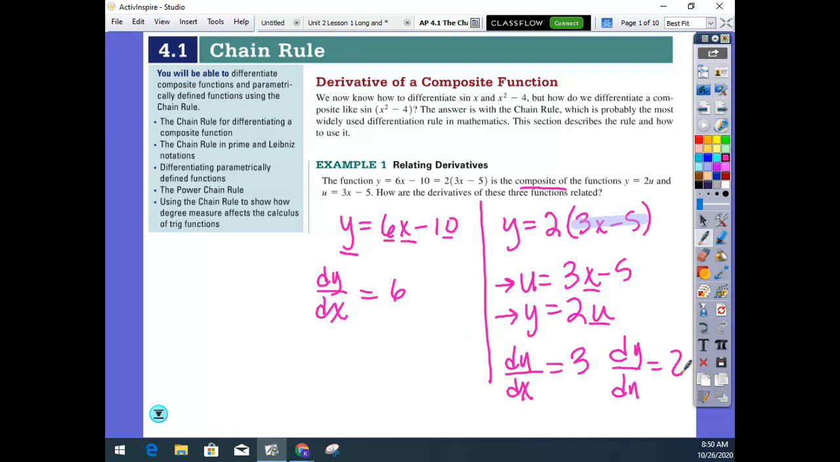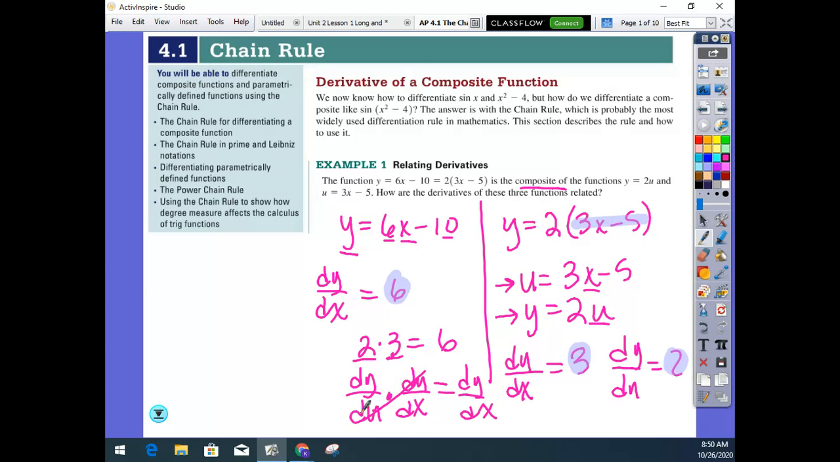Now if I take the derivative of y, that's with respect to u, and that is 2. So what's the relationship to dy dx, du dx, and dy du? I can see that 3 times 2 equals 6. Let me say 2 times 3 equals 6. Where did the 2 come from? dy du. Where did the 3 come from? du dx. Where did the 6 come from? dy dx. And notice your du's cancel.